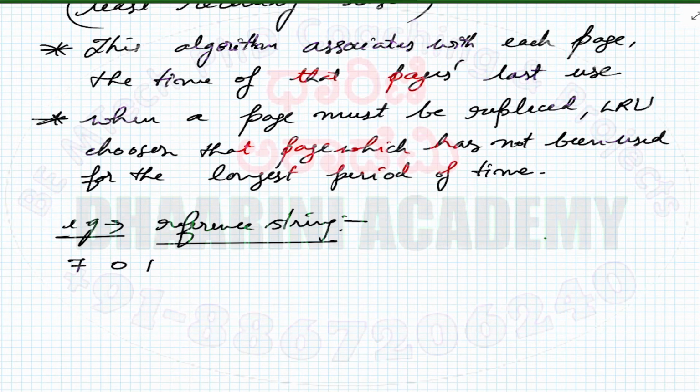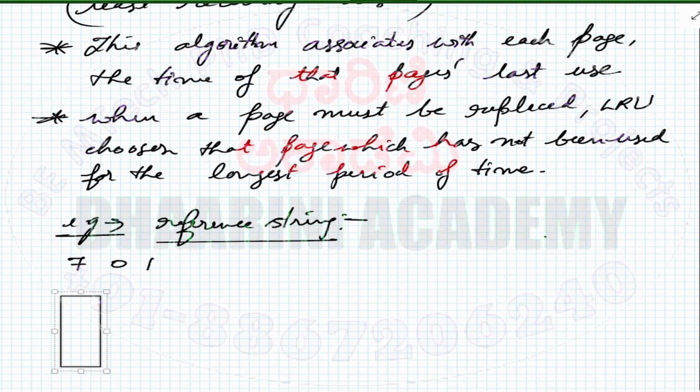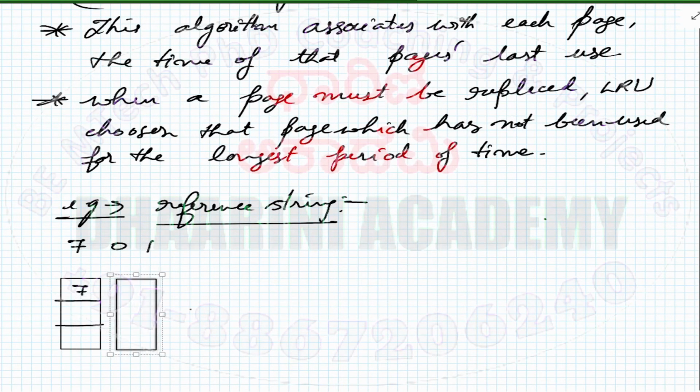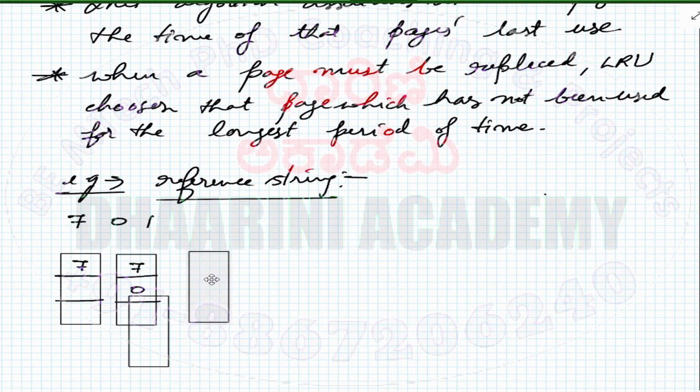So first place, I'm assuming the frames are completely free. Okay, so in this condition, when the 7 comes up, you are going to fill this. Then the next string comes. Okay, 7 0. Then the next string comes. We have this completely filled now, 7 0 1.